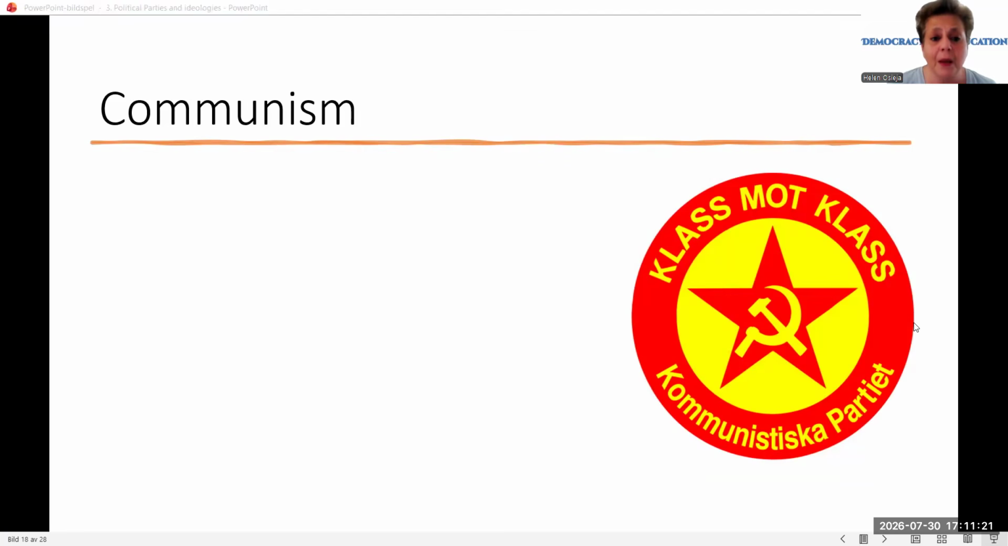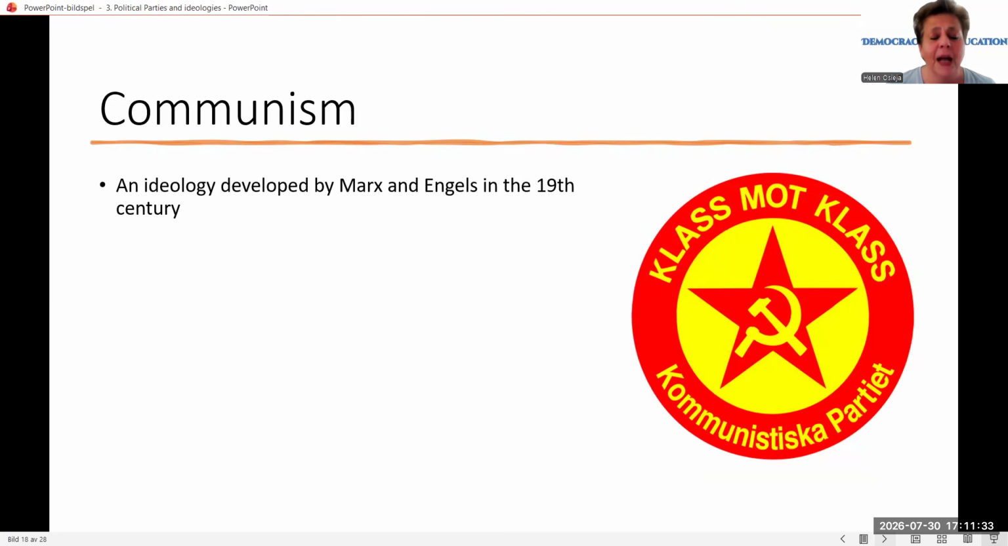Now, communism is very different from the ideology that we just saw, which is social democracy. Why? Communism is an ideology developed by Marx and Engels in the 19th century, when Marx published a book called Das Kapital and then the Communist Manifesto.